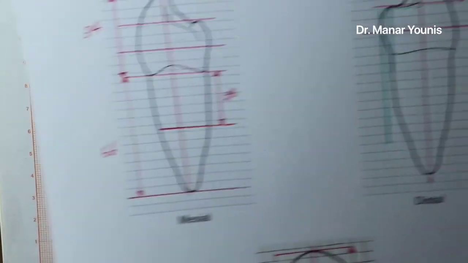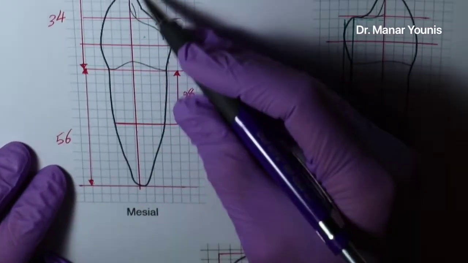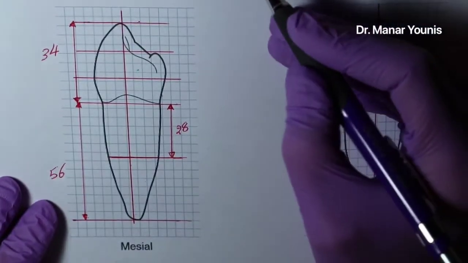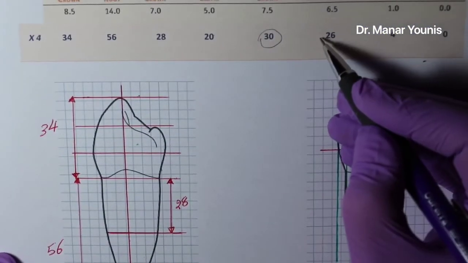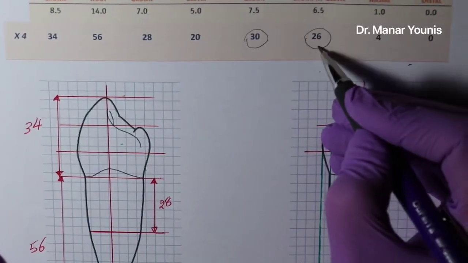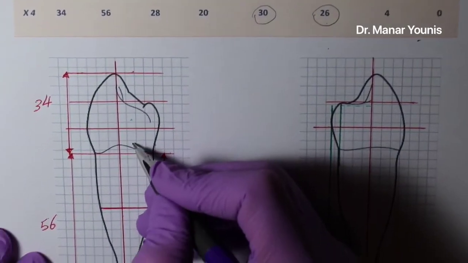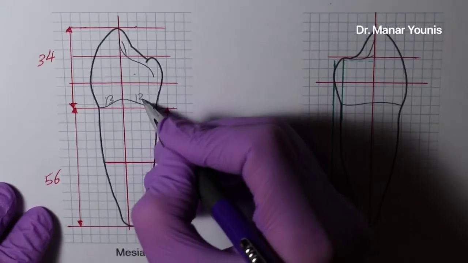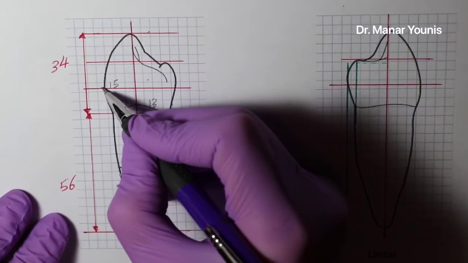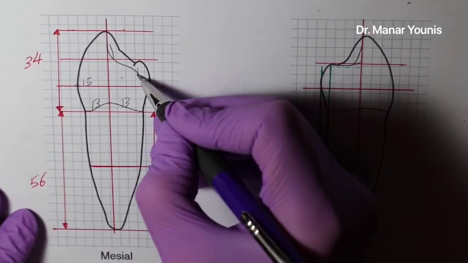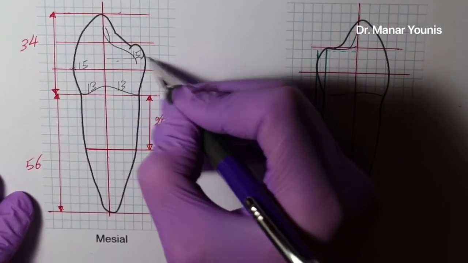To draw the mesial aspect, in addition to the crown length and root length, we need the buccolingual diameter of the crown across the crest of contours and the buccolingual diameter at cervix. So we'll go 13 toward the buccal and 13 toward the lingual, and then we go 15 across the buccal height of contour and 15 towards the lingual height of contour.